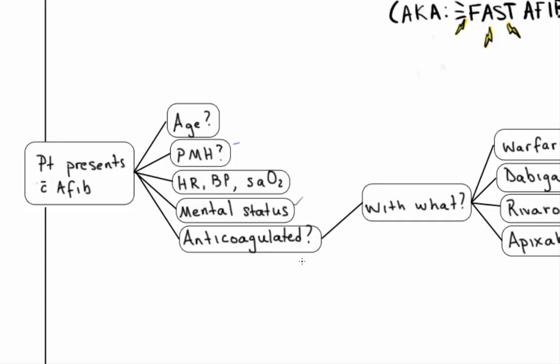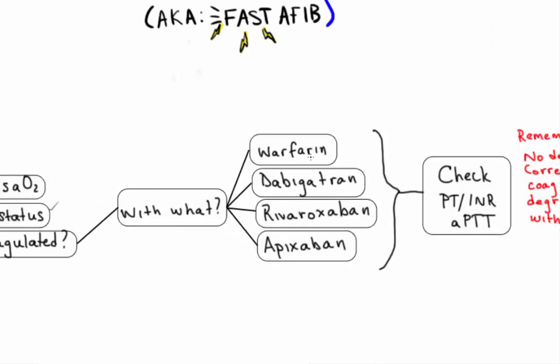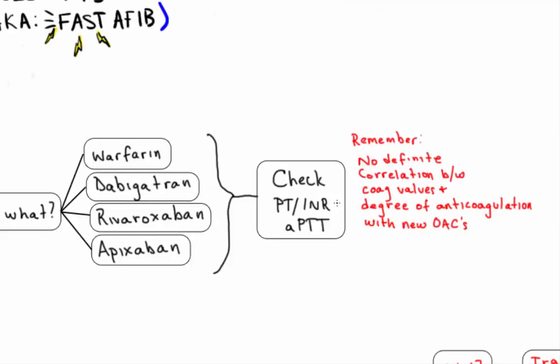Are they currently anticoagulated? If so, with what? If it's warfarin, you need to check an INR. If it's dabigatran, rivaroxaban, or apixaban, you should check an APTT as well, since these drugs are going to elevate this value. But you just need to remember that there isn't a good correlation between the APTT and degree of anticoagulation in terms of these new agents. It's good to check the coags anyway, because if the patient needs to be cardioverted and they're already anticoagulated, then you're good to go and you won't have to worry about starting a heparin drip first.